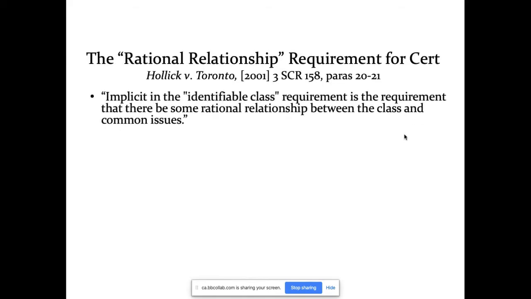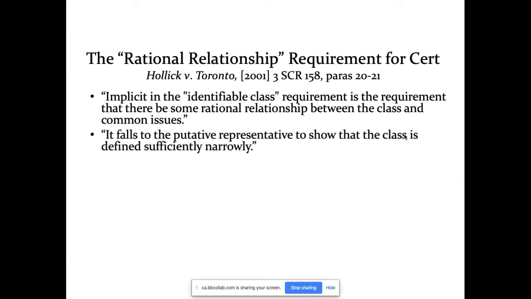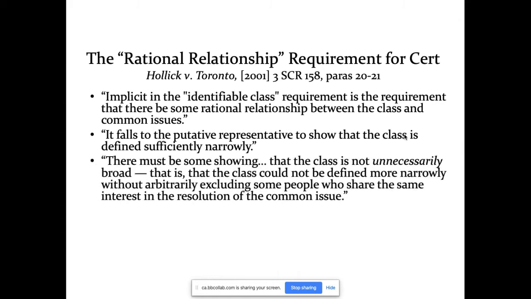So here are the key paragraphs establishing this, right? They say it's implicit in the identifiable class requirement that there be some rational relationship between the class and the common issues, and the class can't be too large, not unnecessarily broad. The plaintiff did not pass up an opportunity to define that class more narrowly without excluding some people who share the same interest in the resolution of the common issue.